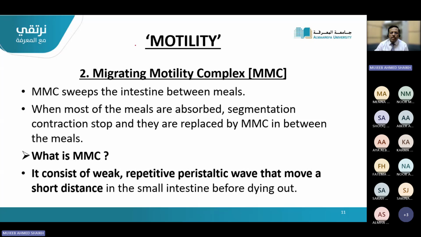The second type of contraction which we observe in the small intestine is known as migrating motility complex. Migrating motility complex. What will they do? They will sweep the intestine between two meals. Suppose you have taken breakfast at this time. Sorry, breakfast.